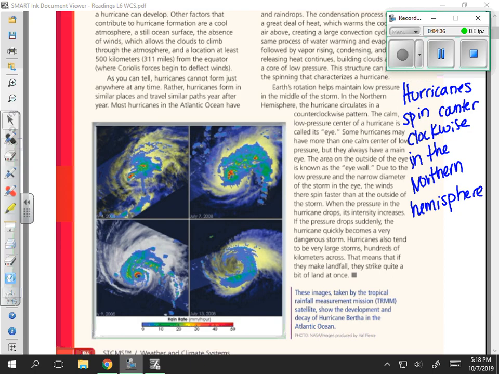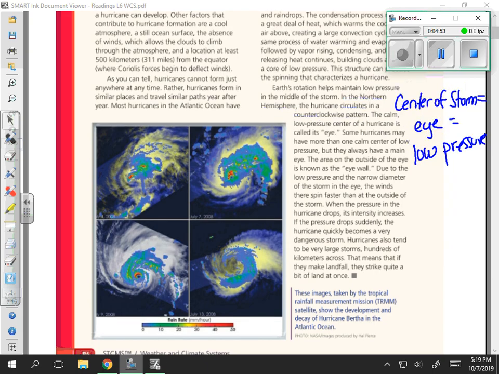One piece of information I want you to note, that hurricanes in the northern hemisphere circulate in a counterclockwise pattern. So it's going to look something like this. They're going to turn to their left. Another thing to note is that the center of the storm is called the eye, and this is the very, very lowest pressure that you're going to find inside of a hurricane. All right, so if you take a look at the image over here, this little circle right there and right here, that's called the eye.